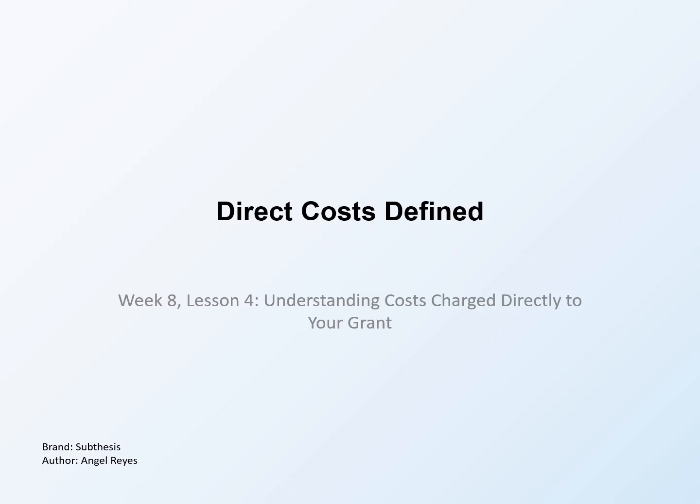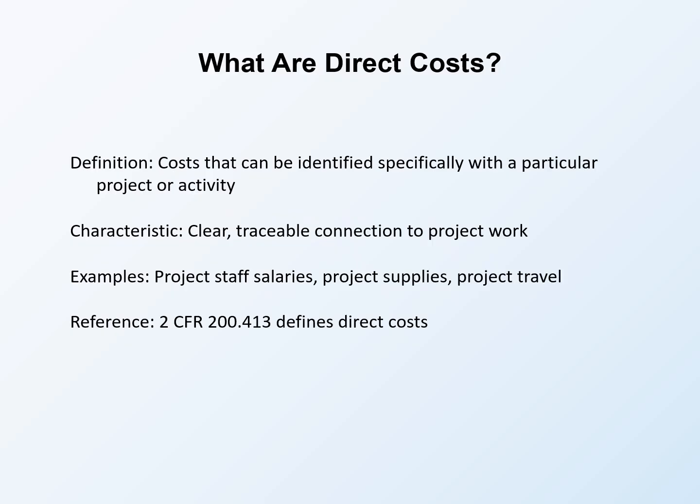Direct costs are those that can be identified specifically with a particular sponsored project, an instructional activity, or any other institutional activity, or that can be directly assigned to such activities relatively easily with a high degree of accuracy. This regulatory definition from 2 CFR 200.413 captures the essential idea. The defining characteristic of direct costs is a clear, traceable connection to your project work.